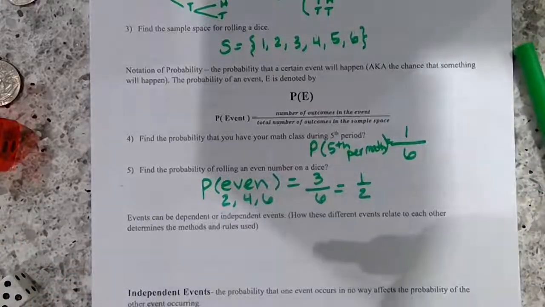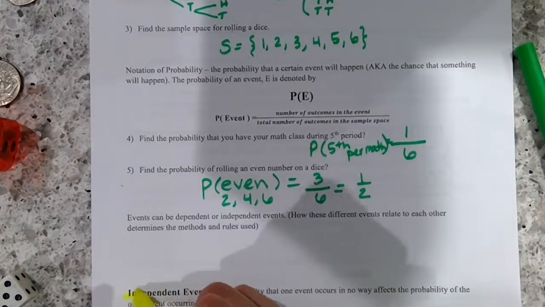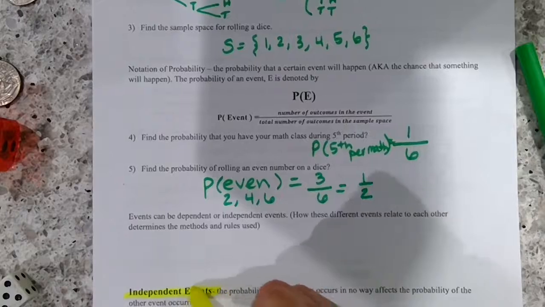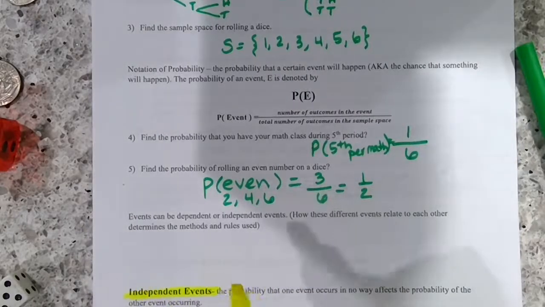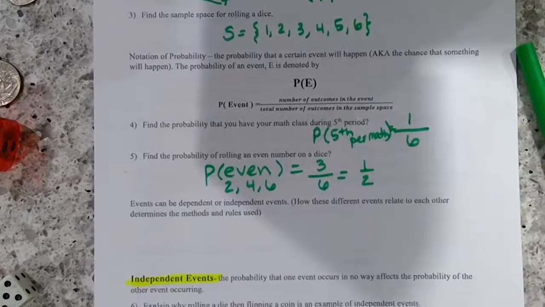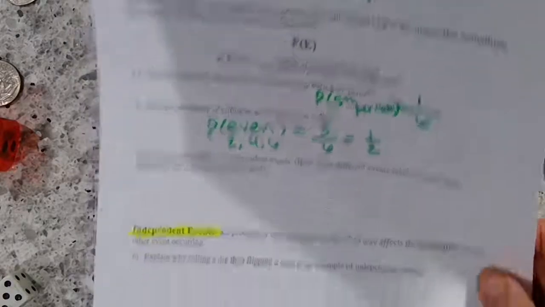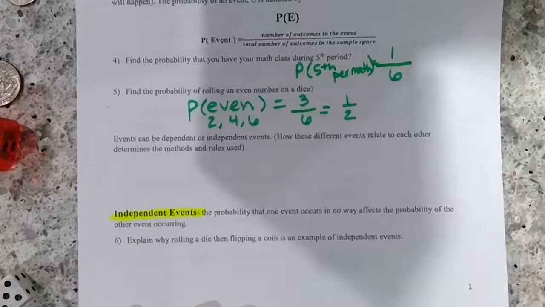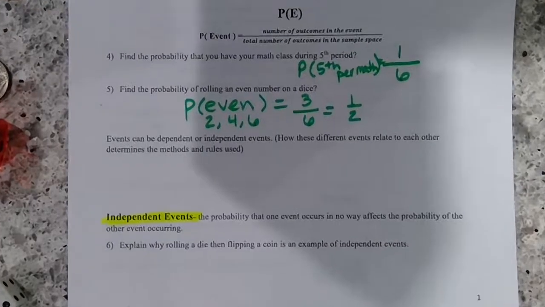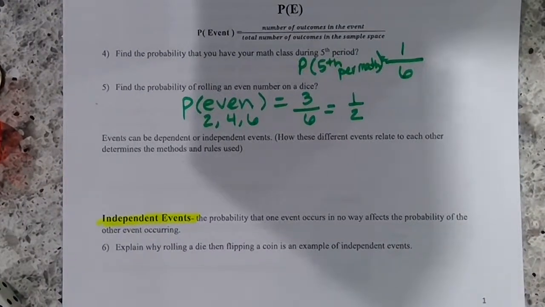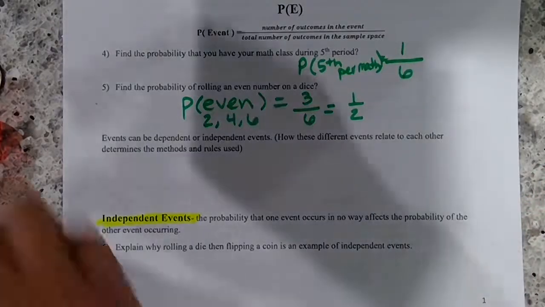This is important. Next one, you have 2 types of events. You have independent and dependent events. The probability that one event occurs in no way affects the probability of another event occurring. So independent events is one does not influence the other whatsoever.